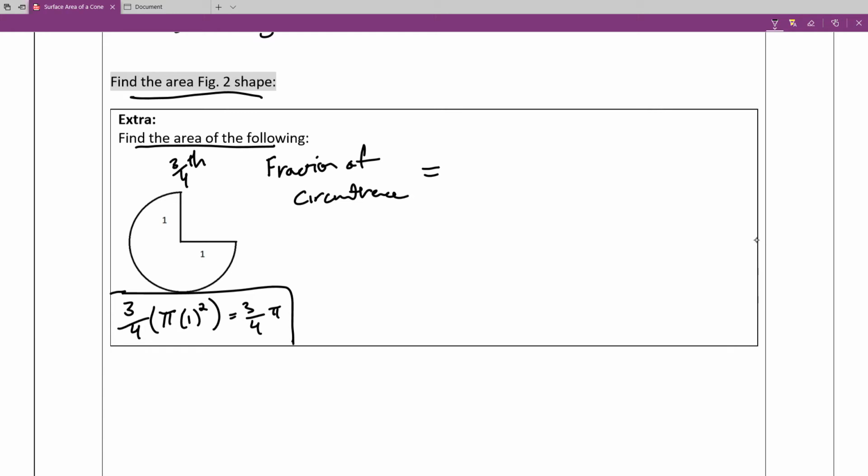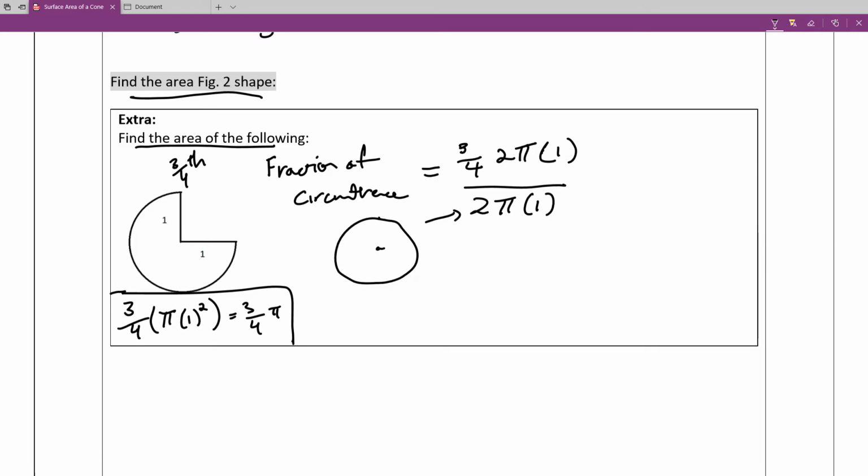The fraction of the circumference that's left over is going to be exactly 3/4 times 2 times pi times r, which is 1. And then we're going to divide that by the whole circumference, which is 2 pi times 1. This would be the circumference if it was just a circle with no cut out portion. That's 1. So this becomes the fraction of the circumference of the cutout.